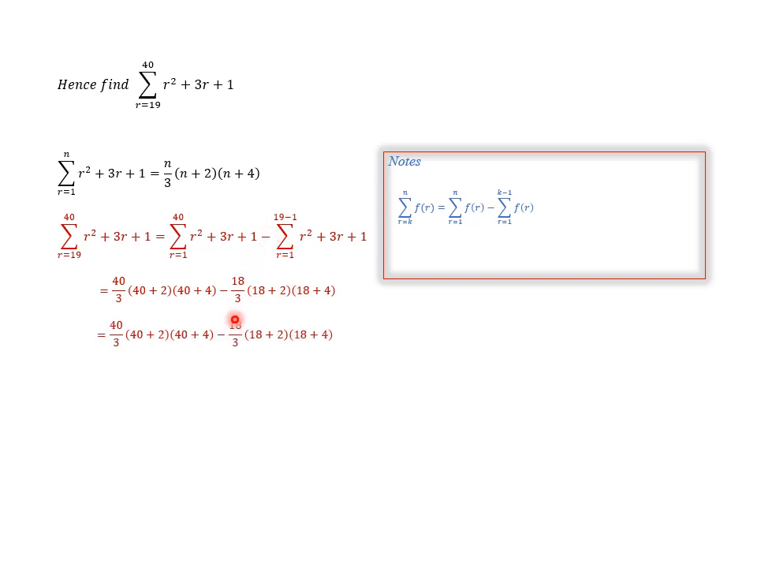Let's simplify. If we simplify this one, we are going to have 24,640. Then this part is going to give us 2,640. If we subtract, we are going to have 22,000. So the summation of r equals 19 up to 40 of r squared plus 3r plus 1 is equal to 22,000.